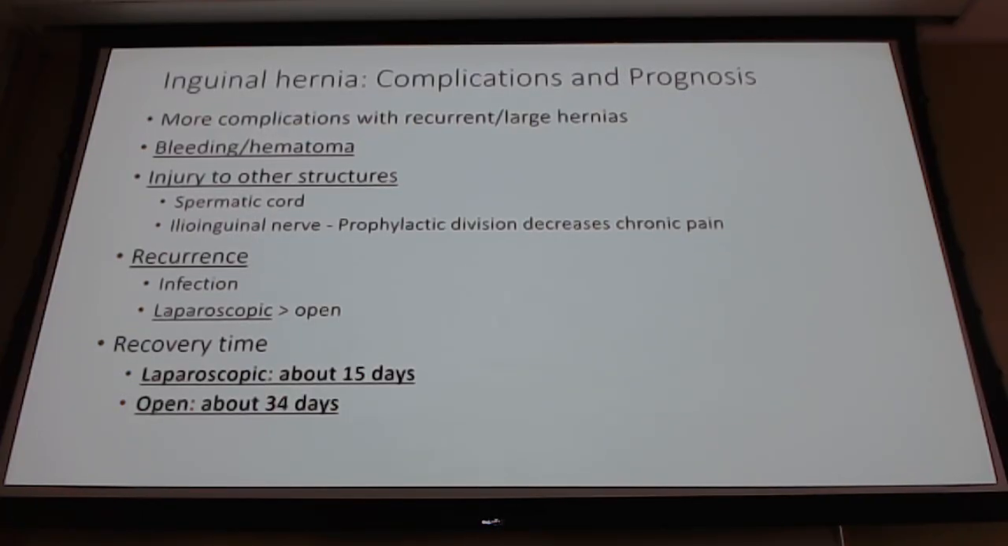Complications: we can have bleeding and hematomas. I want you to highlight and bold the ilioinguinal nerve. When we do open, this is a big nerve that we cut. We prophylactically cut it. If we do not, studies have shown that the patient will most likely have chronic pain in that area. So that is the nerve that we sever. We mean to do it to help decrease their chronic pain.